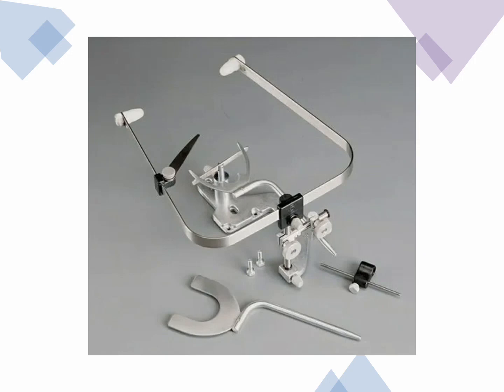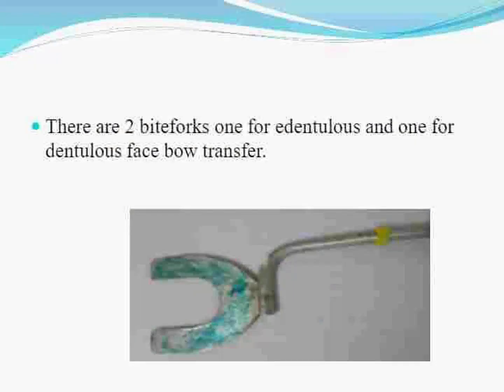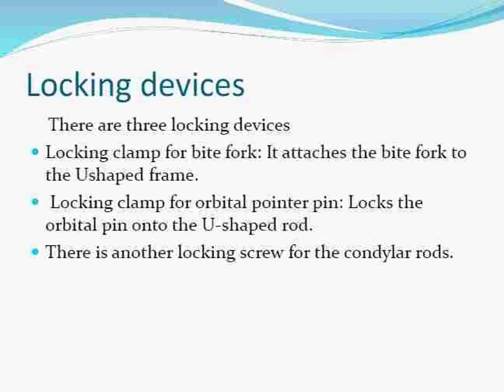If you see, there are two types of bite forks. One is in the form of a fork, which is used for completely edentulous patients. The other one is in the form of a U-shaped plate, which is used on dentulous patients. This is the bite fork which is used for dentulous patients, and the other one is used for edentulous patients.